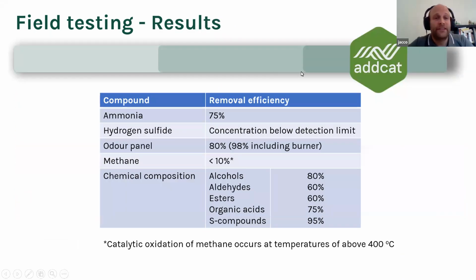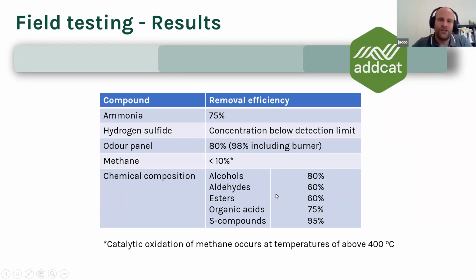So here you see our field testing results. Ammonia was reduced at a 75% efficiency. Hydrogen sulfide, the concentration of that compound was too low to be measured, so we cannot report any removal efficiency. The odor panel found an efficiency over the catalytic system of around 80%, but over the complete module, because the burner also had some influence, of a total 98% efficiency. Methane was converted to a limited extent, but we know that to fully abate the methane, we need to go to a higher temperature because methane in itself is a pretty stable molecule.